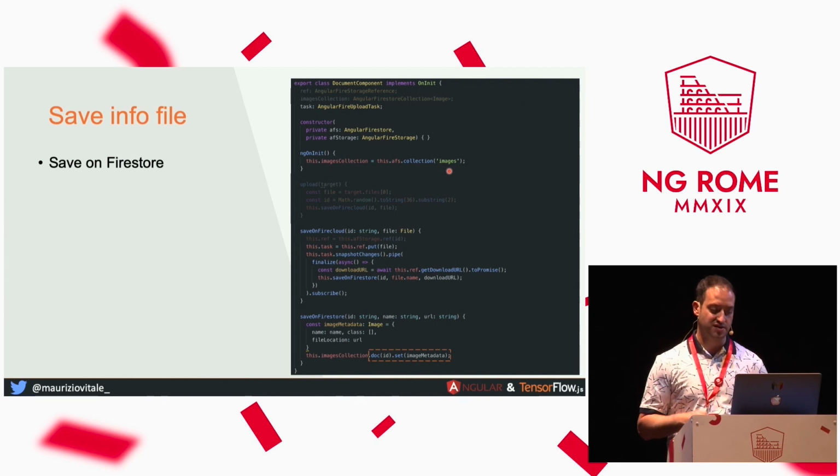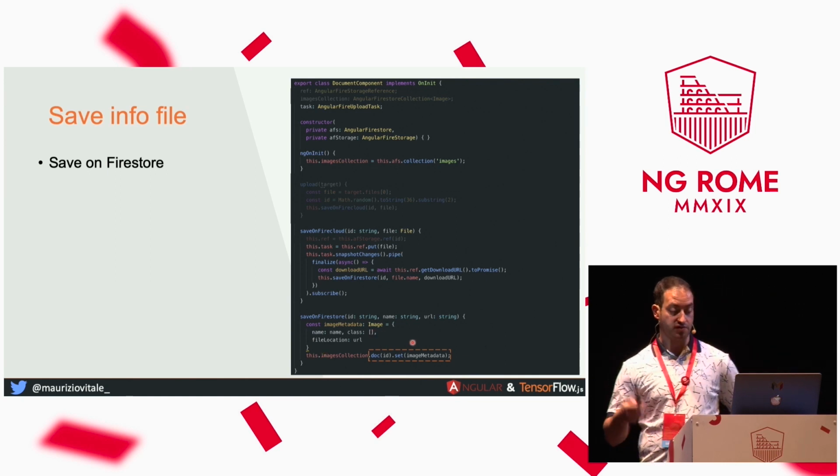So I'm passing the same ID that I used before, plus my custom object. And this object contains the name of the file, the location of the file, and for now, just an empty array that later on will contain the objects detected within that image.